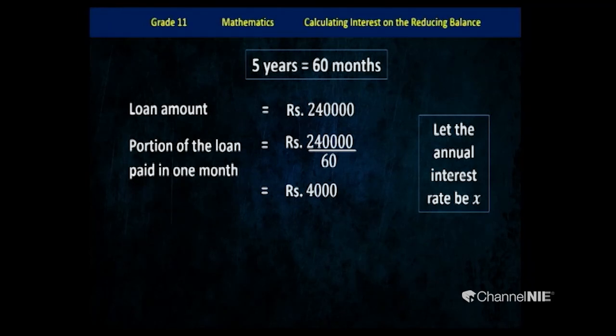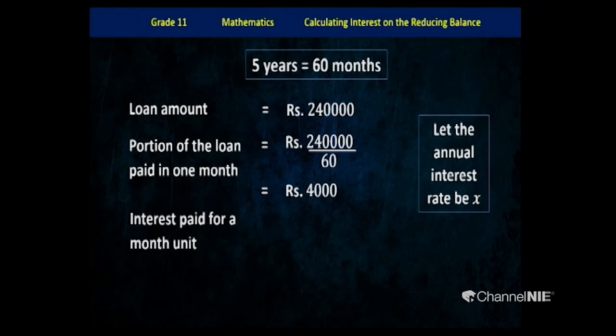Now, we don't know the annual interest rate. As we don't know the annual interest rate, I have proposed a letter. Let the annual interest rate be X. Let us take X as the annual interest rate, and we can proceed with our earlier calculation. Earlier we studied with a known interest rate. Now we have to calculate with X, following the same steps.